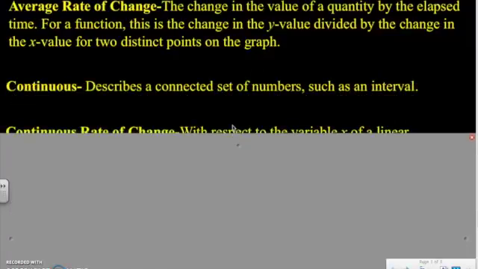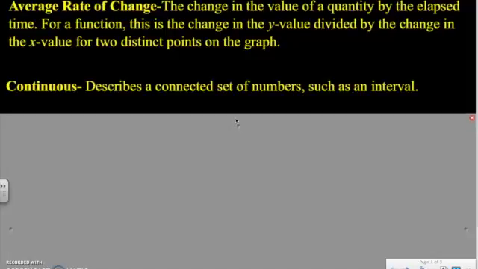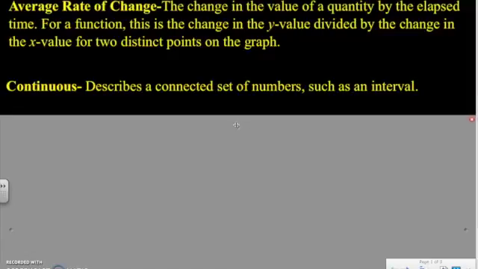So we're also going to have a word that is called continuous, and it's going to describe a connected set of numbers such as an interval. Continuous is something that you can draw, a graph that you can draw without picking up your pencil. It's going to have no holes, it's going to have no gaps, it's going to be solid from one end to the other. In this particular unit, Unit 2, we're looking at linear equations. Our linear equations are always going to be continuous functions. So this is going to be an important vocabulary word for us to know.